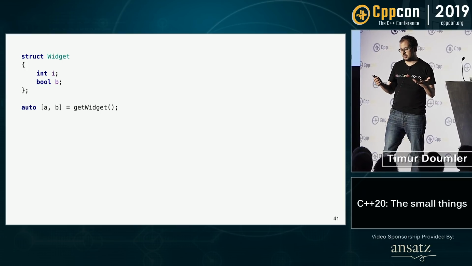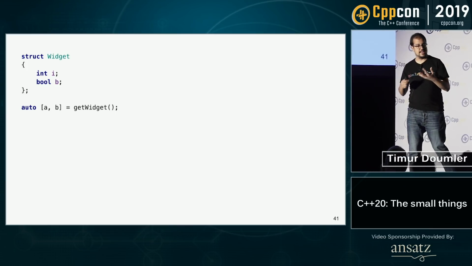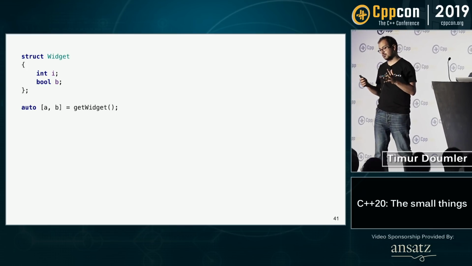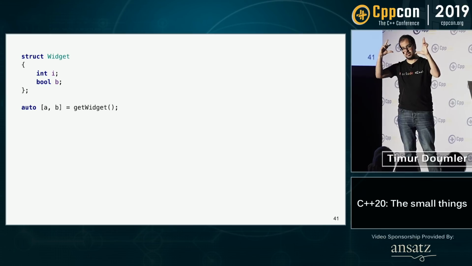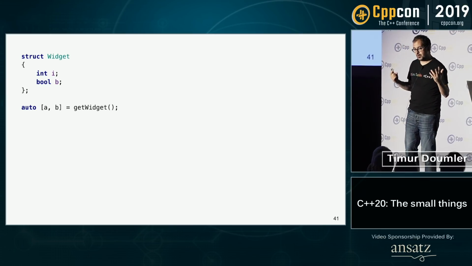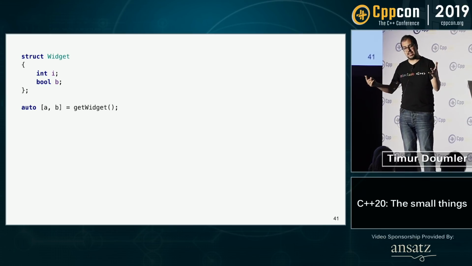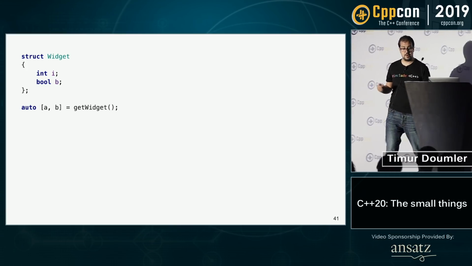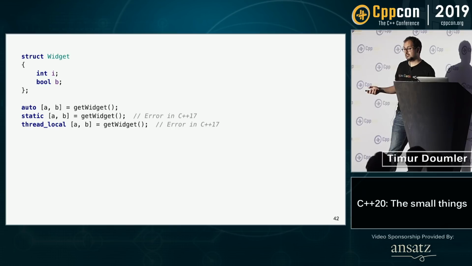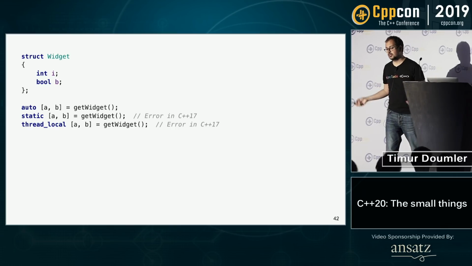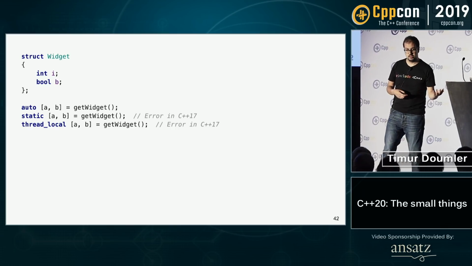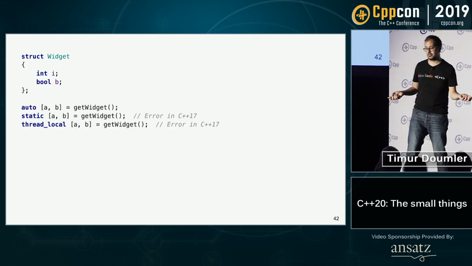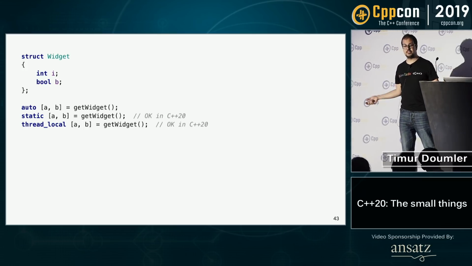A and B are not really objects or references, they're names, okay? So there is this object, which is the widget, which is the thing in the square braces, but it doesn't have a name. Instead, you give a name to the parts, right? So this is what structured bindings are. But in C++17, there's quite a few things that you couldn't really do with this. You couldn't have static structured bindings, you couldn't have thread local structured bindings. So in C++20, all of these things will now work.